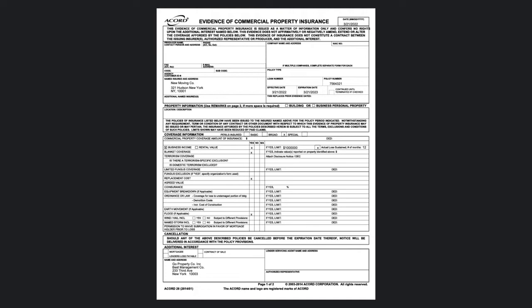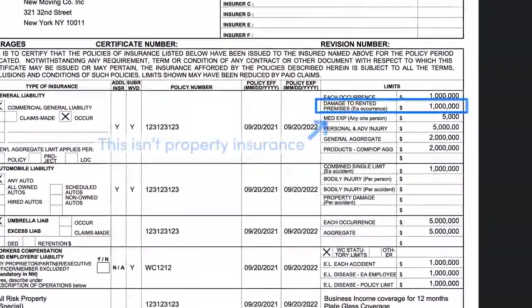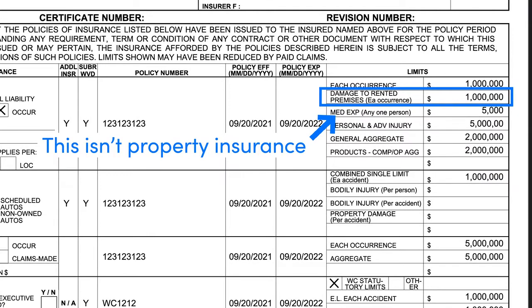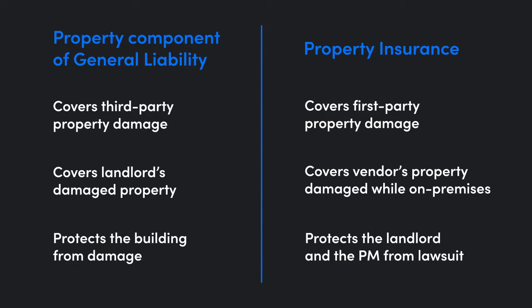No part of the liability policy is going to meet this requirement, though insurance brokers will often think that it does. Liability policies do cover property damage, but they're covering third-party property damage, aka property damage to the landlord or the property manager. Their property damage would be covered if a vendor or tenant accidentally damages it. But we're ensuring that the vendors and tenants also have first-party property insurance, because if their property gets damaged, it could result in a landlord or property manager lawsuit. And that's what we're trying to protect against.